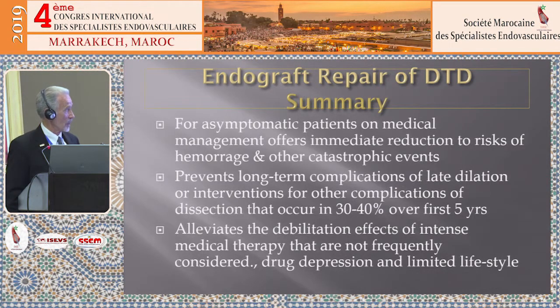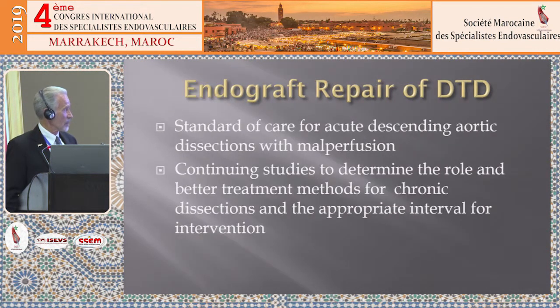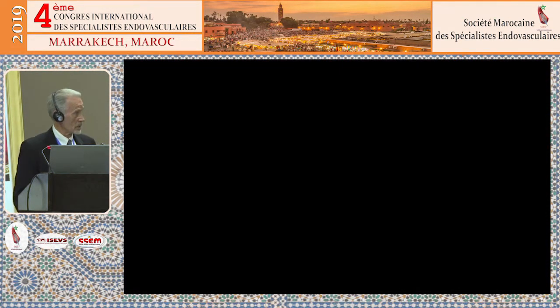So in summary, for patients that have malperfusion, the endograft has really become, much like it has with the transections, the standard method of therapy. And then for these other continuing chronic patients, how we're going to be able to limit that mobility of the flap still continues to be addressed.